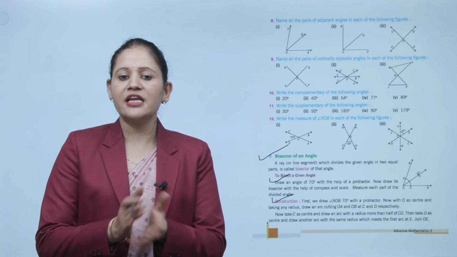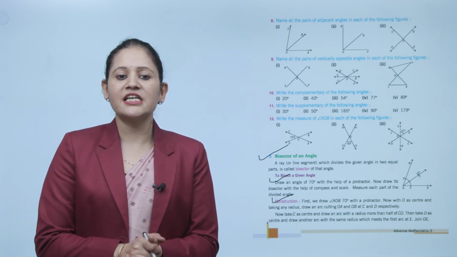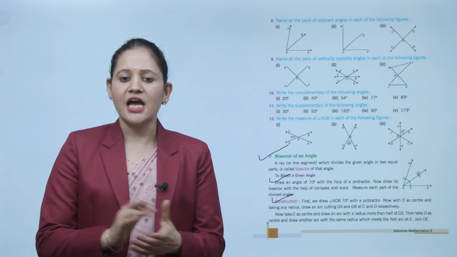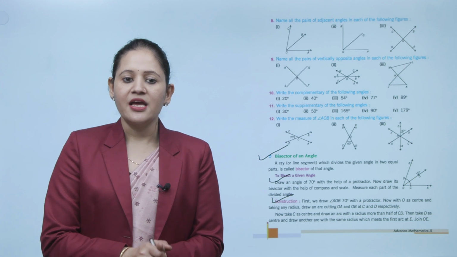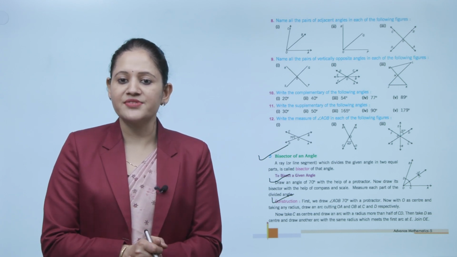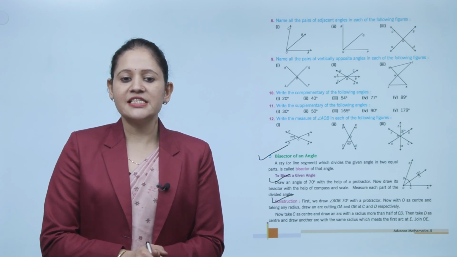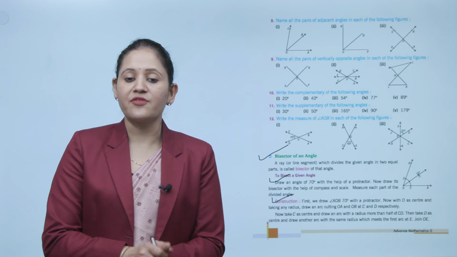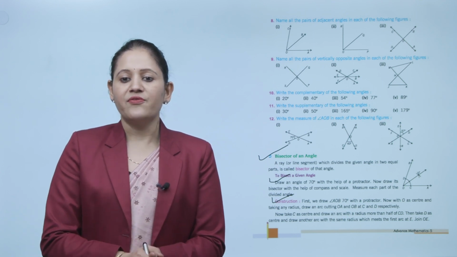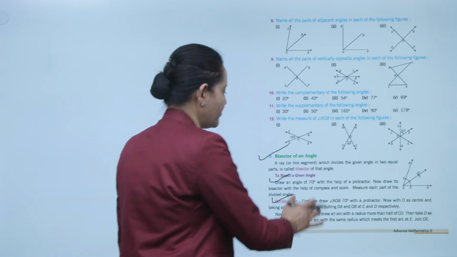First we will draw an angle AOB of 70 degree with the protractor. Now with O as a center and taking any radius, draw an arc cutting OA and OB at C and D respectively. Now take C as a center and draw an arc with the radius more than half of CD. Clear? Then take D as a center and draw another arc with the same radius. Don't change the radius, same radius, which meets the first arc at E. Join OE.